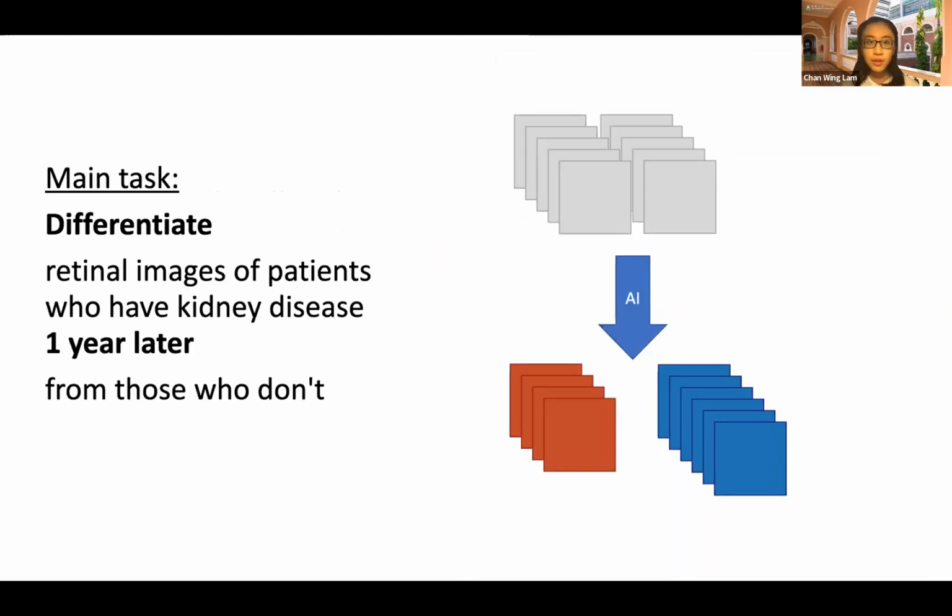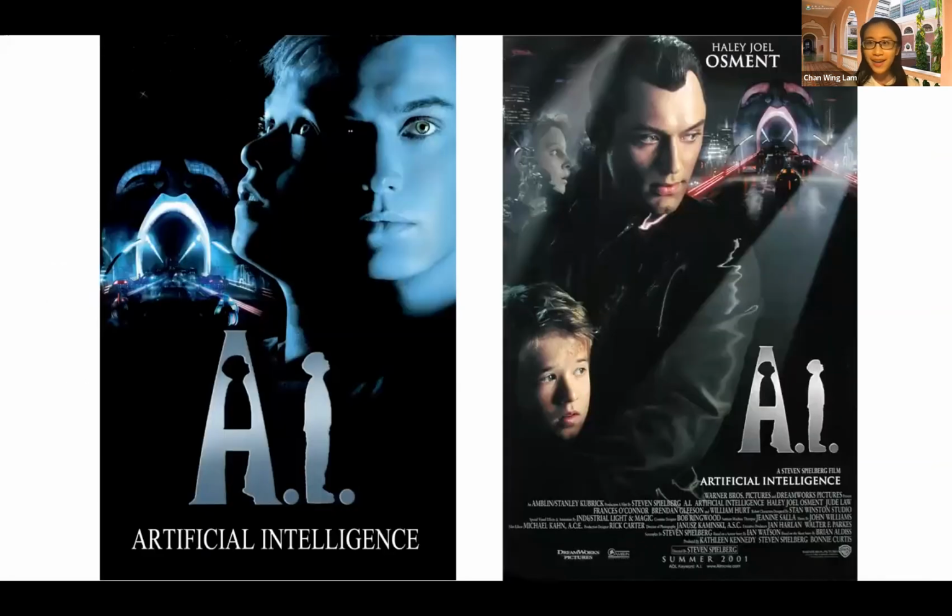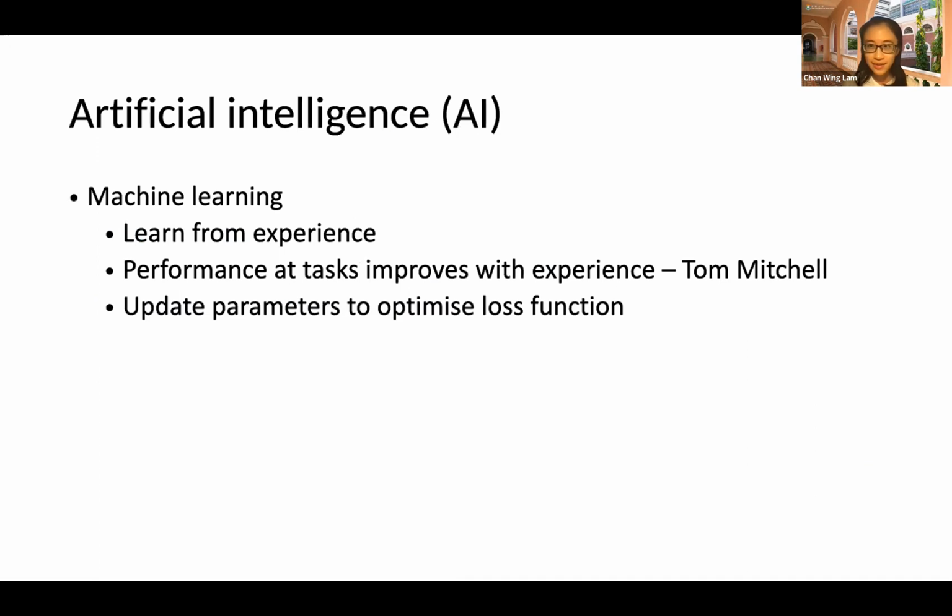The main task that we did was to differentiate retinal images of patients who have kidney disease 1 year later from those who don't. So we did it through using artificial intelligence algorithms, AI that is. When we're talking about AI, you probably are thinking about sentient machines, etc. But no, we're not talking about that today.